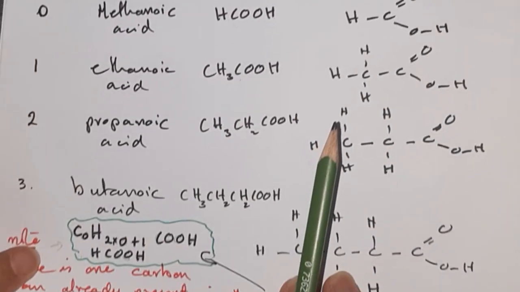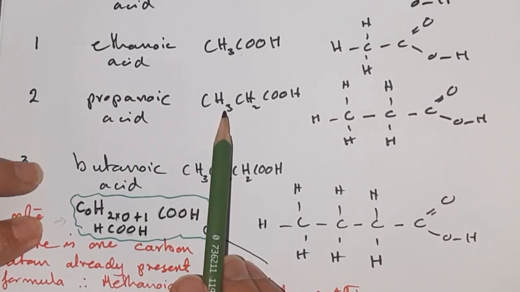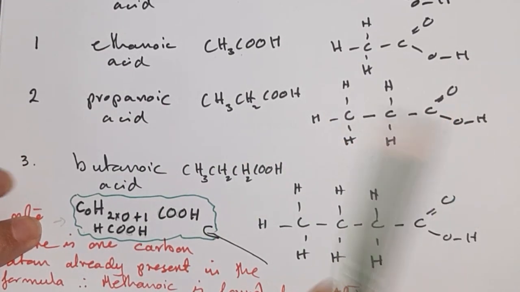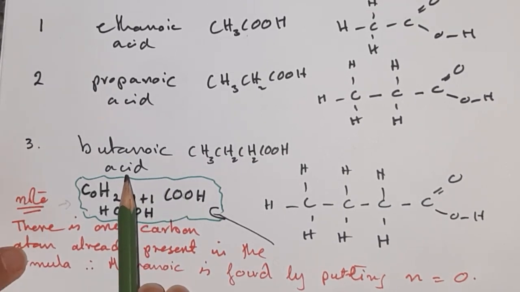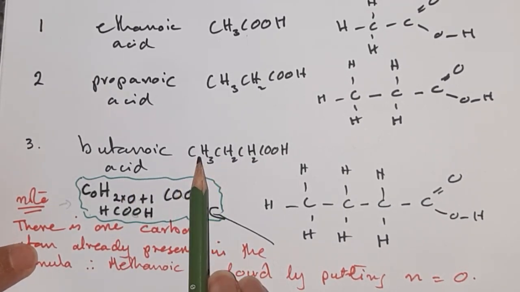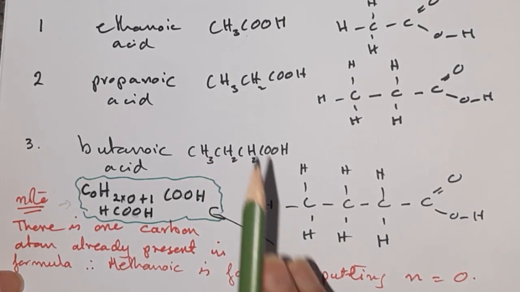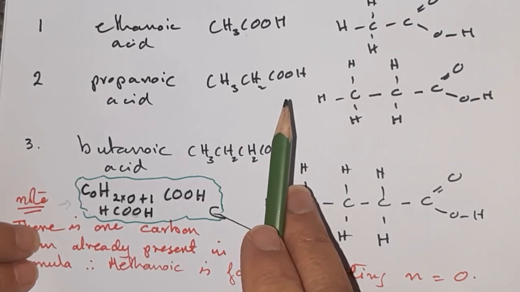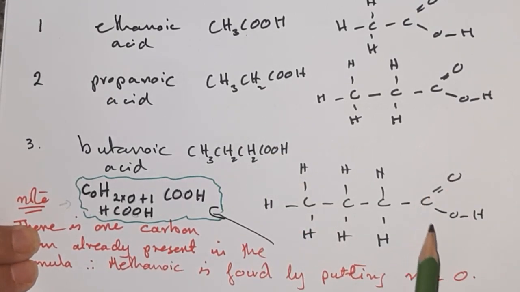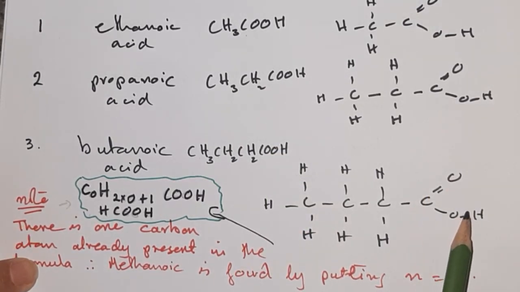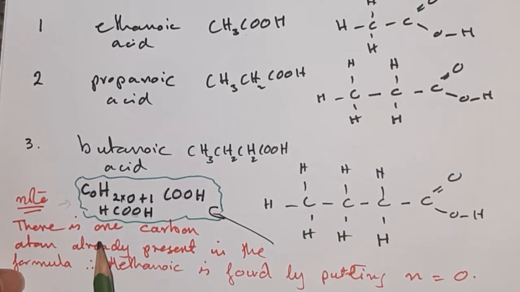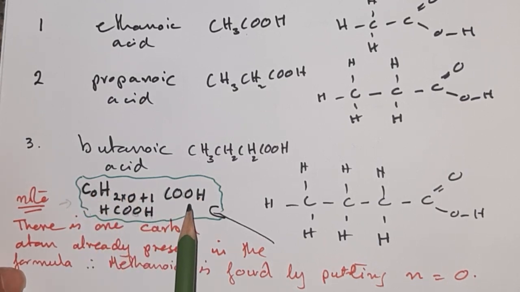Then propanoic acid, we have 3 carbons, and this is the formula. Then we have butanoic acid, and butanoic acid has 4 carbons, 1, 2, 3, 4, and this is the formula. You can notice one thing, that the carboxyl group comes always on the edge. It never comes in the center. Now there is 1 carbon. This is how we form the formula of methanoic acid.